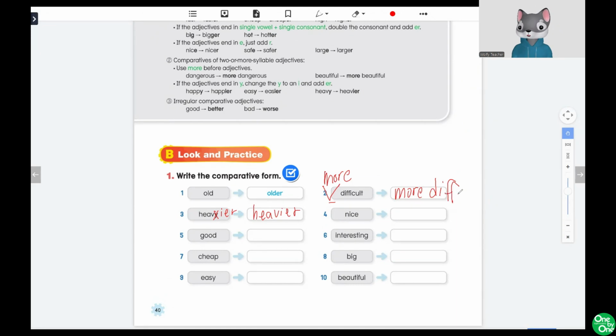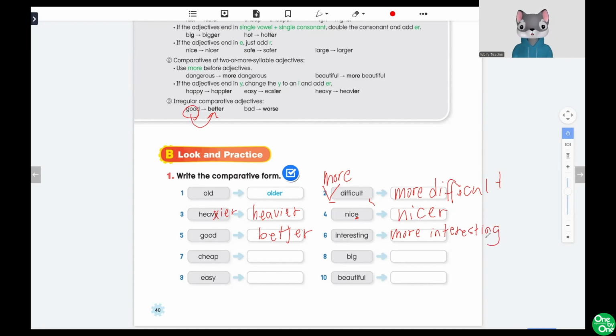Can you tell me the answer? Yep. So at the end there is an E. 또 ER가 들어가면은 안 되니까 R만 붙여주는 거야. It's nicer. Very good. Good. Good는 불규칙이니까 아예 바뀐다 그랬어. So good changes to another word called better. Fantastic. Next one, interesting. It's more than one syllable or 2 syllables. So in the beginning, we need to put more interesting.